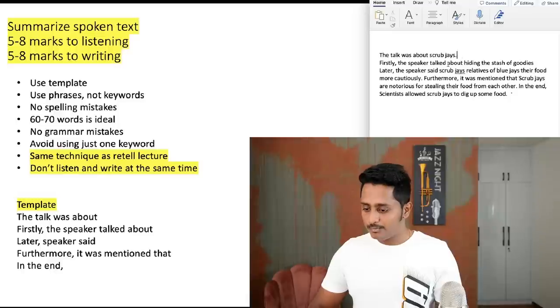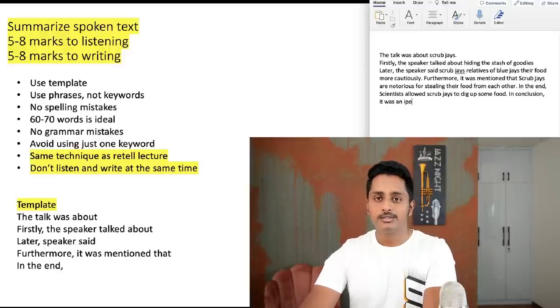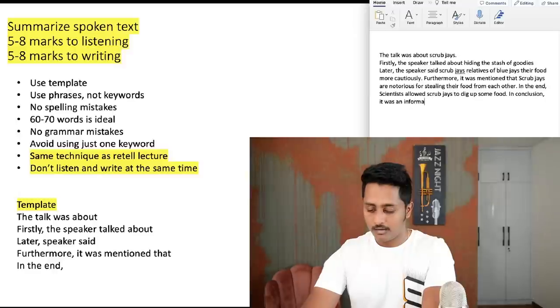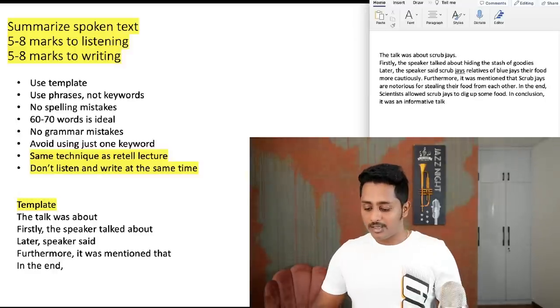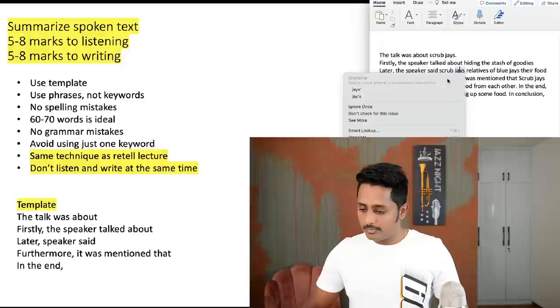Now I want to add more. What I'll do, in conclusion, it was an informative talk. Now it became 65 words. This is what it is grammatically. It is perfect.